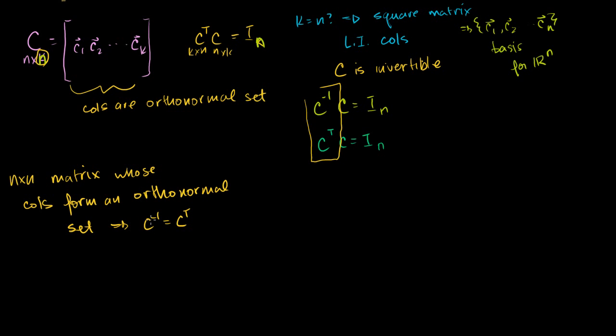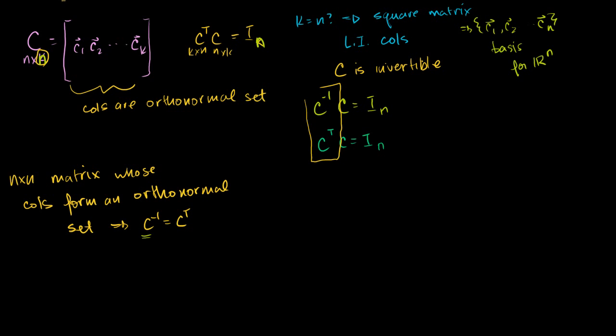And that is a huge time saver if we can assume that this is a square matrix with an orthonormal set. Because finding an inverse of a matrix is painful, especially beyond n equals 3. If you have to find the inverse of a 10 by 10 matrix, that would take you forever. But to find the transpose of a 10 by 10 matrix is a lot easier. You just swap the rows and the columns.